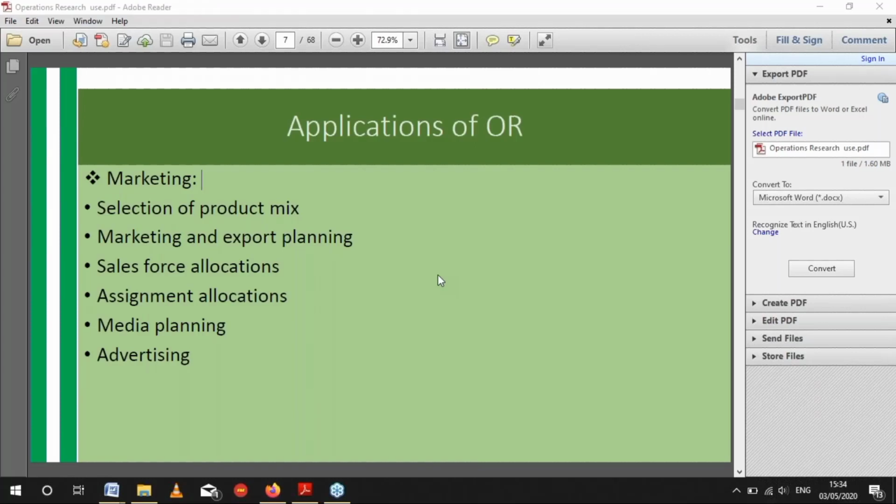Number four, it is always related to situations in which a manager may take one decision in a particular set of circumstances and another in a different set of circumstances. Then lastly, it involves a certain specific purpose.